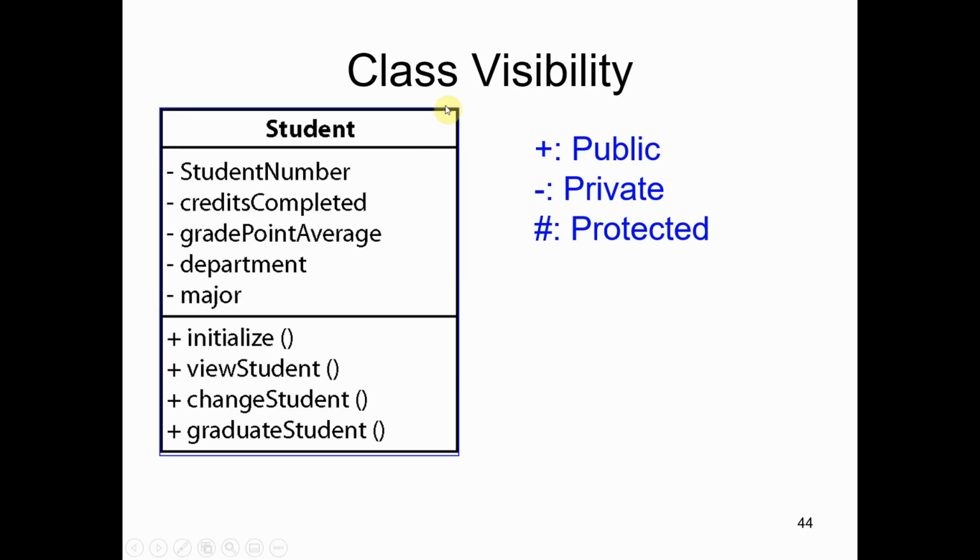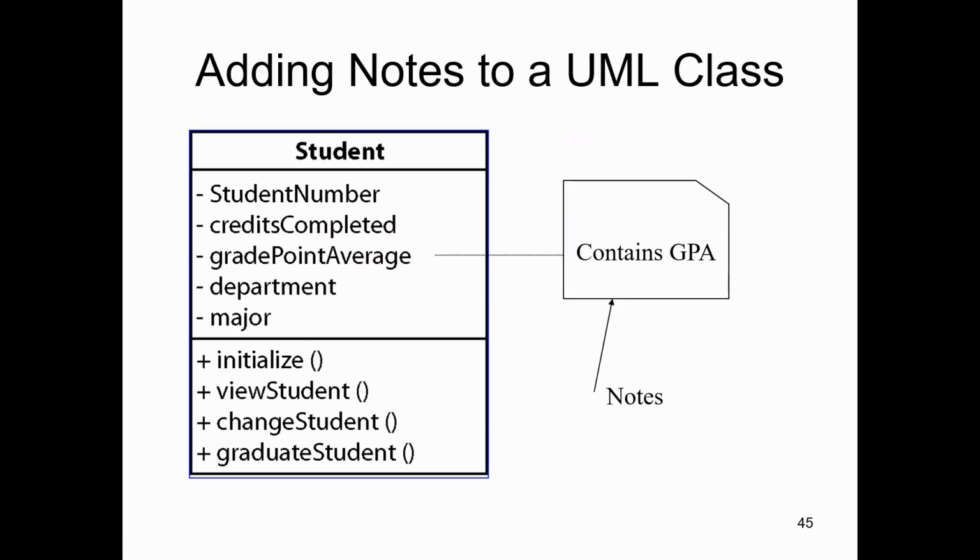Also, in a class diagram, you can define the visibility for the attributes and the methods. Here, the plus sign means public, the minus sign is for private, and the pound sign is for protected. So here we can define visibility in a class.